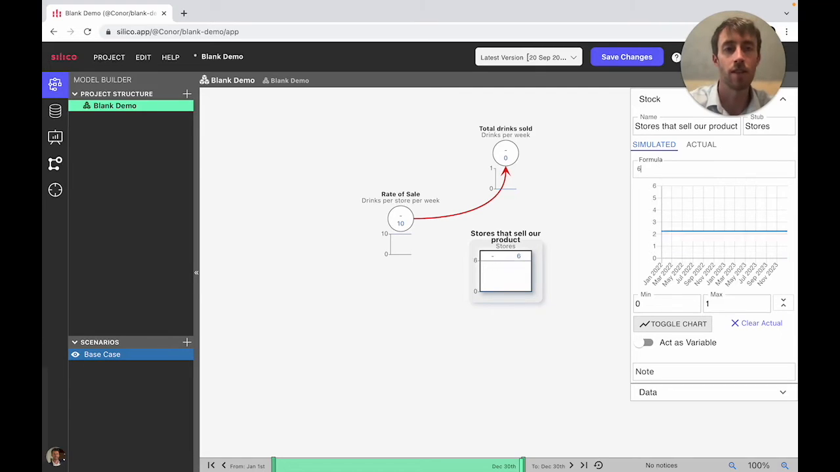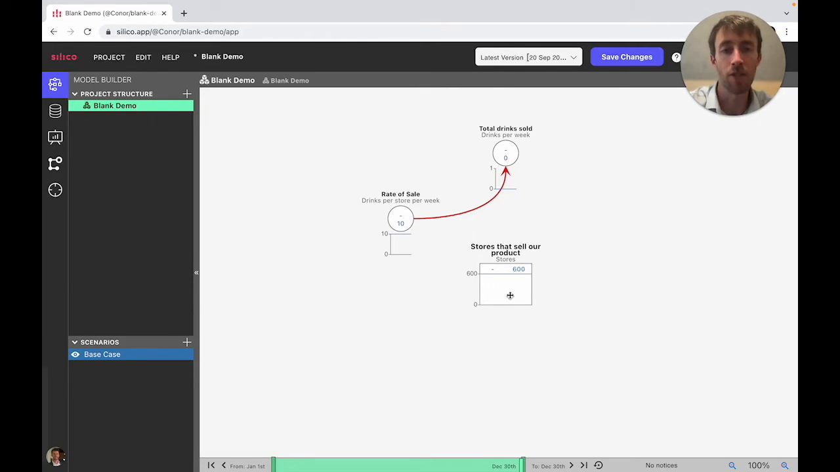So let's say that we had 600 stores then. And of course, if nothing changes, if there's no effect on this stock, then it's going to remain at 600 over time. So what we want to introduce now is to represent the fact that we win and lose stores. And that's done via flows.